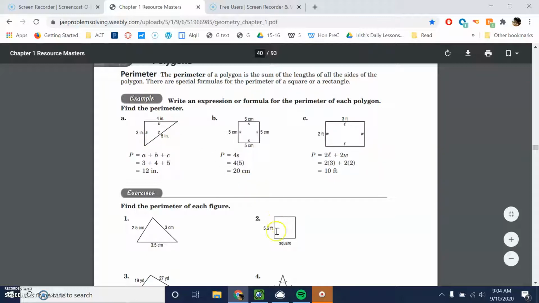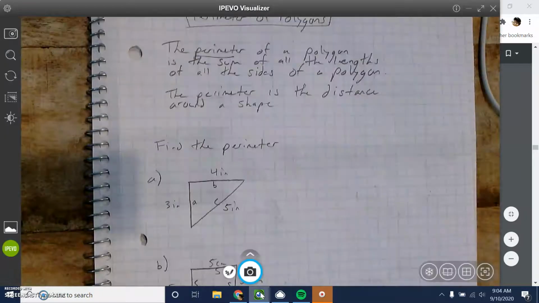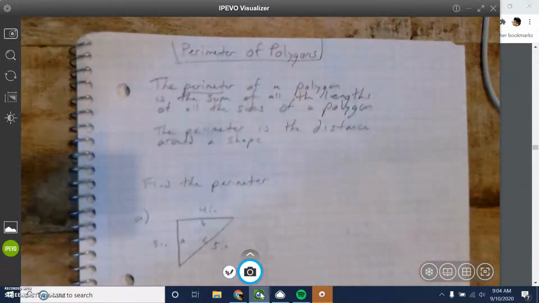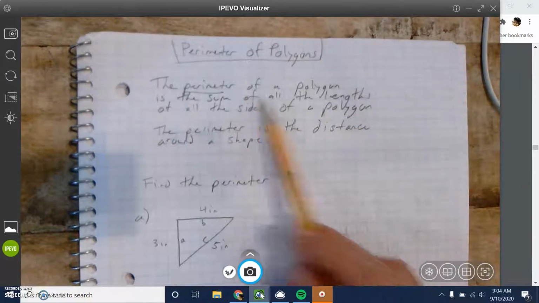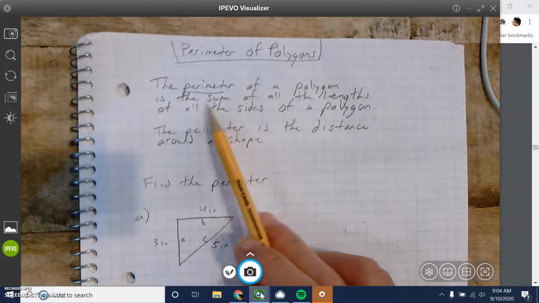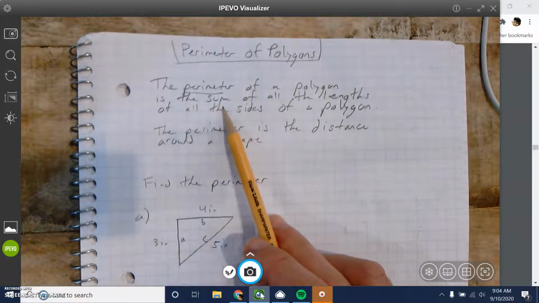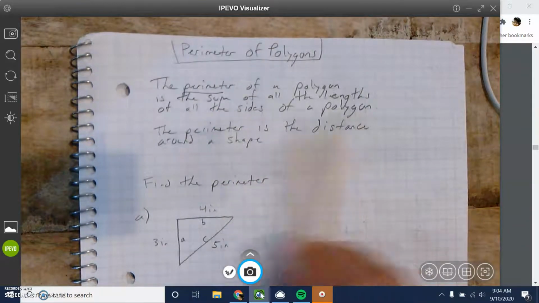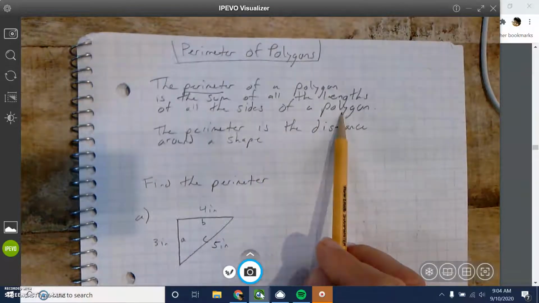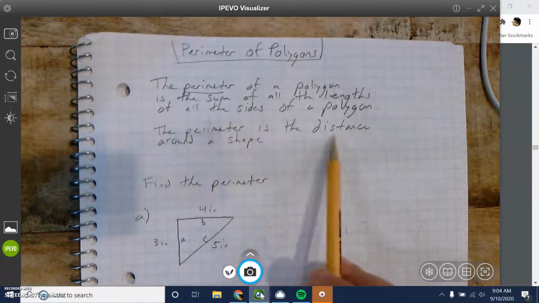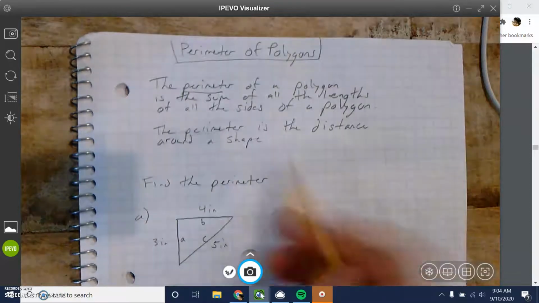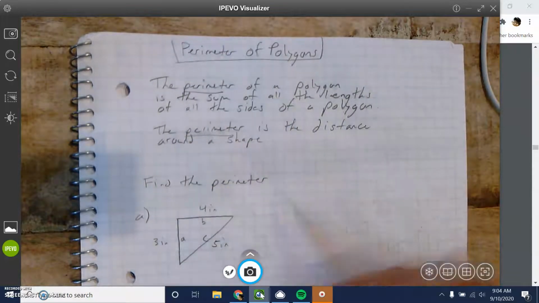This is what I want you to do. Copy down from my notes. So "Perimeter of Polygons" is your title. The perimeter of a polygon, just like I just read, I'm copying it right from the notes as a good habit to have, is the sum of all the lengths of all the sides of a polygon. The perimeter of a shape is the distance around the shape. So those are the two things you have to know about perimeter. Pause the video and write that down.